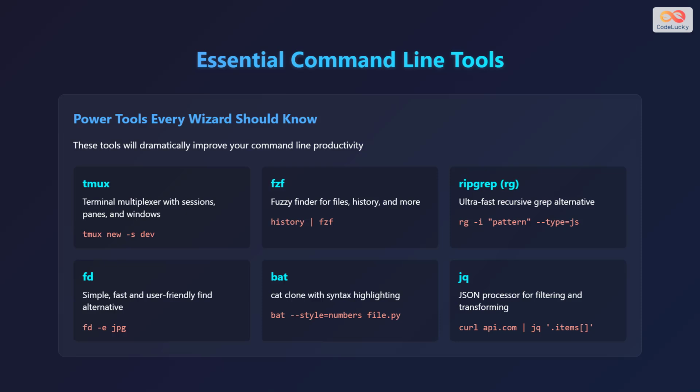jq is a JSON processor for filtering and transforming JSON data. It's invaluable for working with APIs and other JSON-based data sources. To extract items from a JSON response, use curl api.com | jq ".items[]".